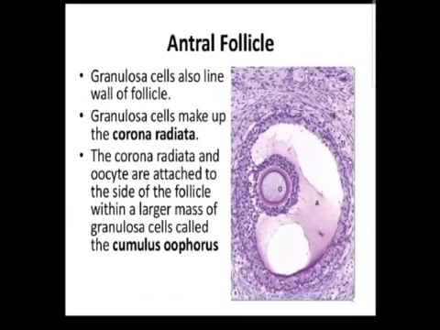In the antral follicle, the granulosa cells also line the wall of the follicle. Granulosa cells make up the corona radiata, and the corona radiata and oocyte are attached to the side of the follicle within a larger mass of granulosa cells called the cumulus oophorus. This is the cumulus oophorus, and these are the corona radiata.